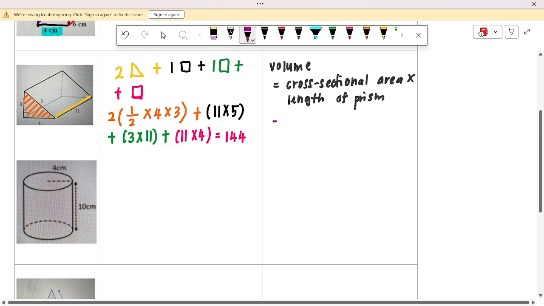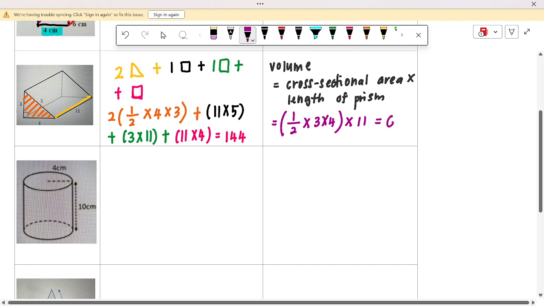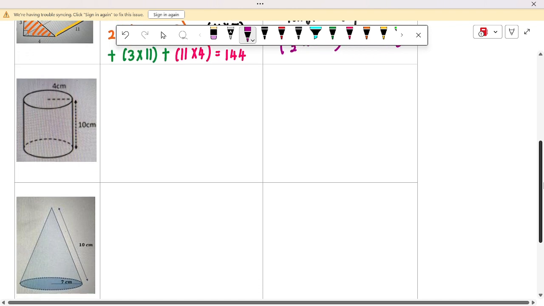So your cross-sectional area will be 1/2 times 3 times 4, which is the area of the triangle, and times 11, which is your length of prism. So 1/2 times 3 times 4 times 11. So your volume will be 66. That's all for volume of prism. Let's see the next shape now, which we have a cylinder.